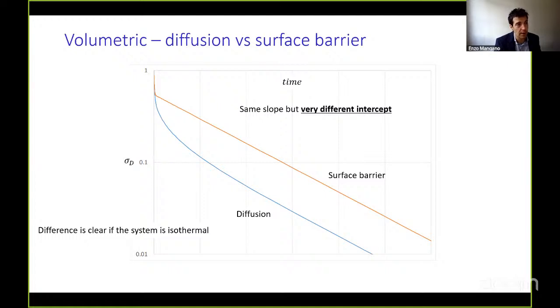So this allows you, when matching your models with your experimental data, to understand which of the two transport models is actually controlling your system. And as I said, the difference between diffusion and surface barrier becomes immediately clear if your system is isothermal. That's why you want to work under isothermal conditions for your kinetic measurements.